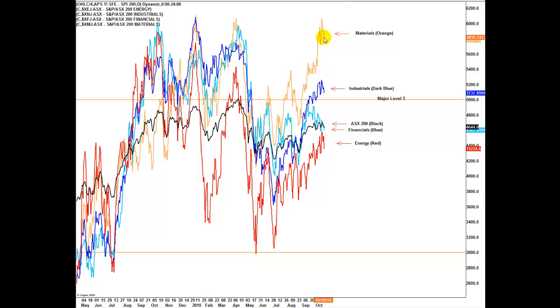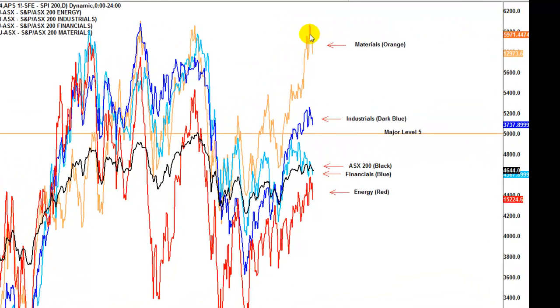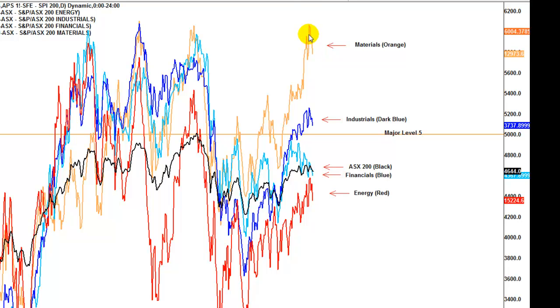Materials has benefited from the strong Aussie dollar as well. So that all makes sense, but we've come to what could be perceived as a major high. 6,000 is the target here, and we've seen that once it reached 6,000 it's pulled back immediately.